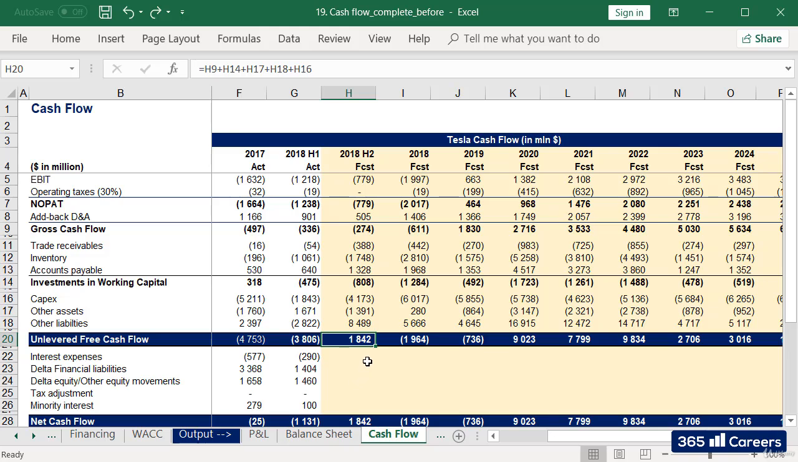Okay, excellent. We are doing great. Our three-statement model is almost ready. In this lesson, we'll bridge the gap between unlevered cash flow and net cash flow.